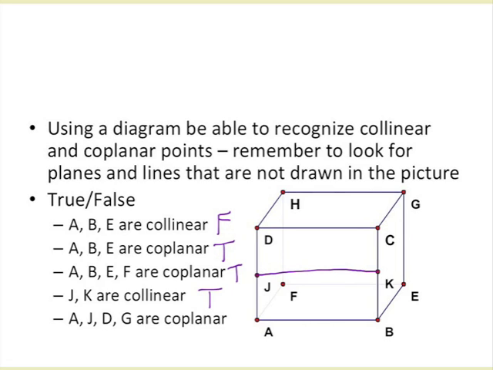A, J, D, and G are coplanar. True. A, J, D, and G. Yes. Because you can. Wow, that's true. It's not one of the drawn-in ones.